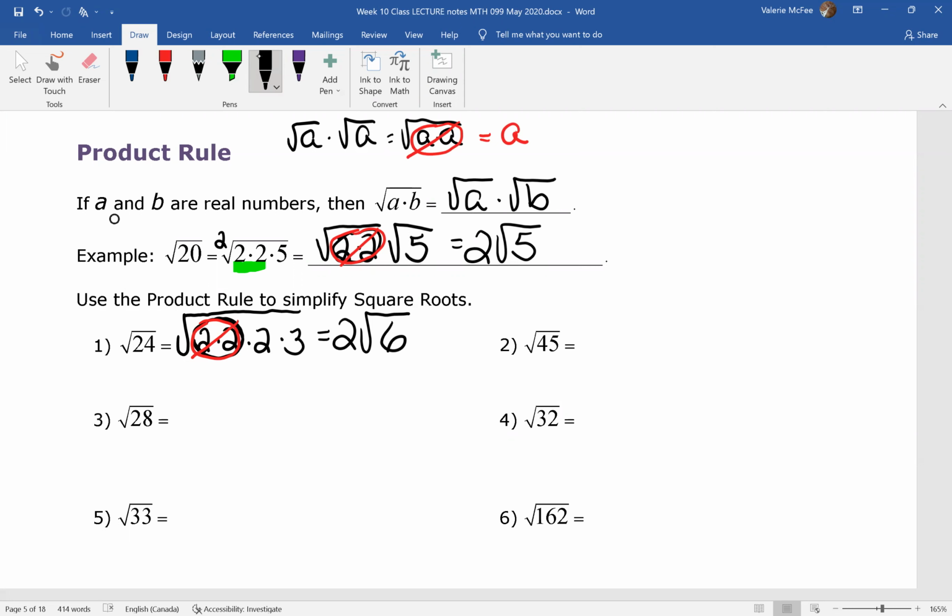Let's look at the square root of 45. Two factors that are the same. This equals 3 root 5. Pause your video, try questions 3 and 4.